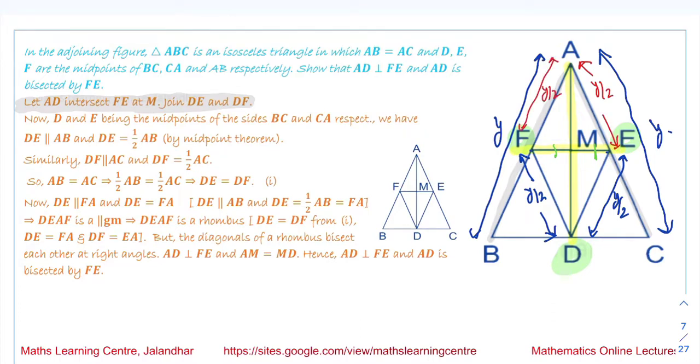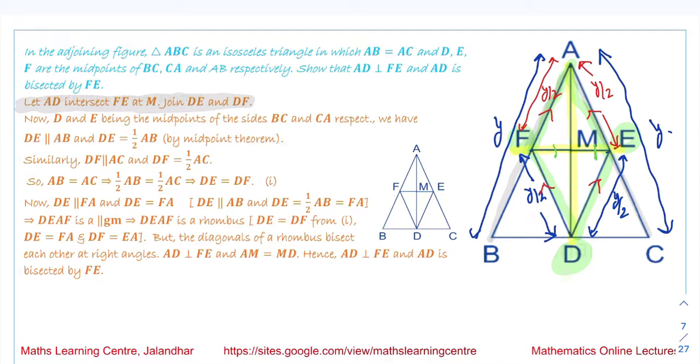So if we look at this figure over here, A, F, D, E, all four sides are of length Y by 2. It means this is a rhombus. We are saying these sides are parallel to each other, by the midpoint theorem. All these sides are Y by 2. So it means this is a rhombus.